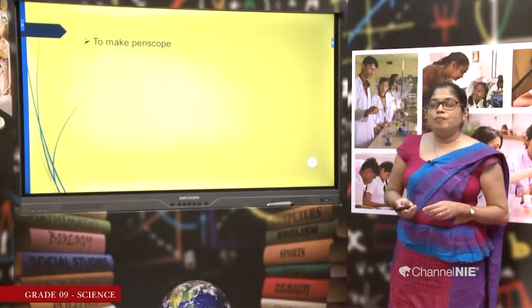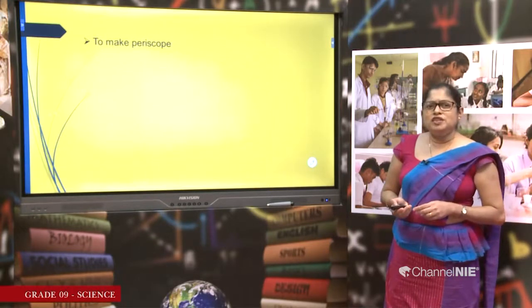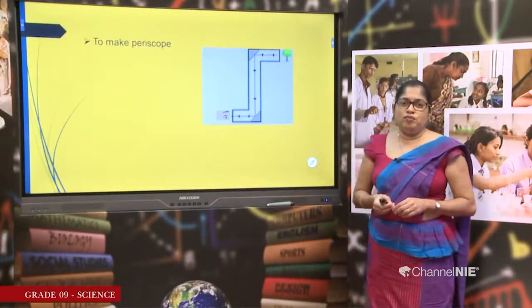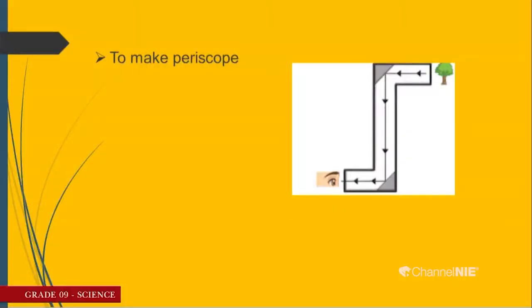Then to make a periscope, what is a periscope? This is the structure of a periscope. This is used most of the time by soldiers inside bunkers. While they are hiding in the bunkers, if they want to see outside where the enemy is coming, they use a periscope.